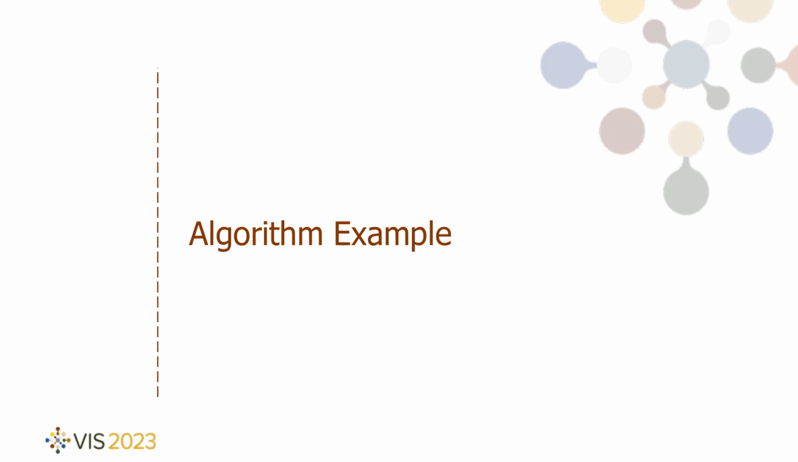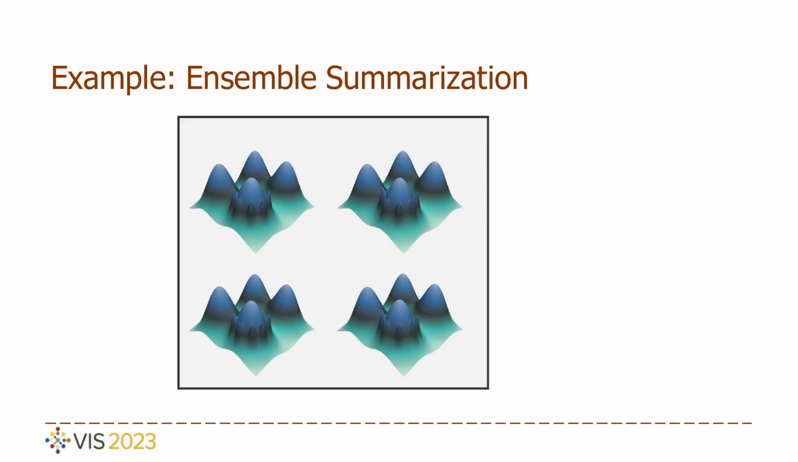Next, I will explain our approach on an example task, the summarization of an ensemble. Here you can see 4 members of a 2D scalar field ensemble with the height representing the scalar value. They all consist of 4 main peaks, while one of them has 5 smaller peaks growing out of it. They only differ in minor perturbations of the heights and positions of the peaks.